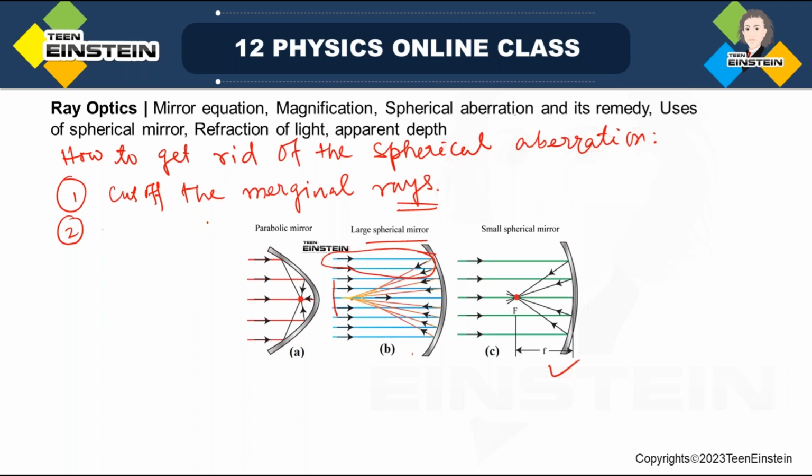So for that case, if by default we have to use a large aperture size of this spherical mirror, then we have to use some apertures to cut off these marginal rays. Otherwise, use mirrors of small aperture.